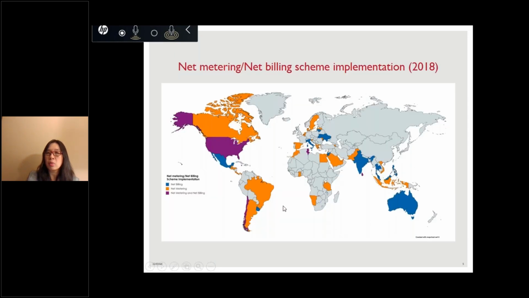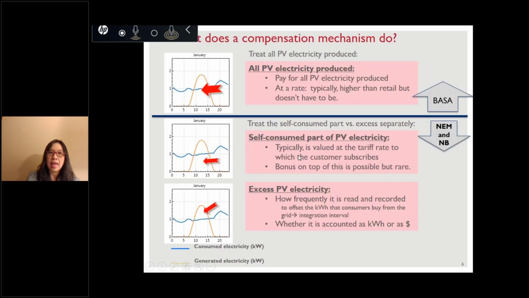This is just a quick snapshot to show the diversity of compensation mechanisms all over the world. This was from 2018. And under buy all, sell all, or BASA here, all the electricity produced from the PV system, as shown under the red curve, under the orange curve, is treated the same, meaning that it would be compensated by a rate.